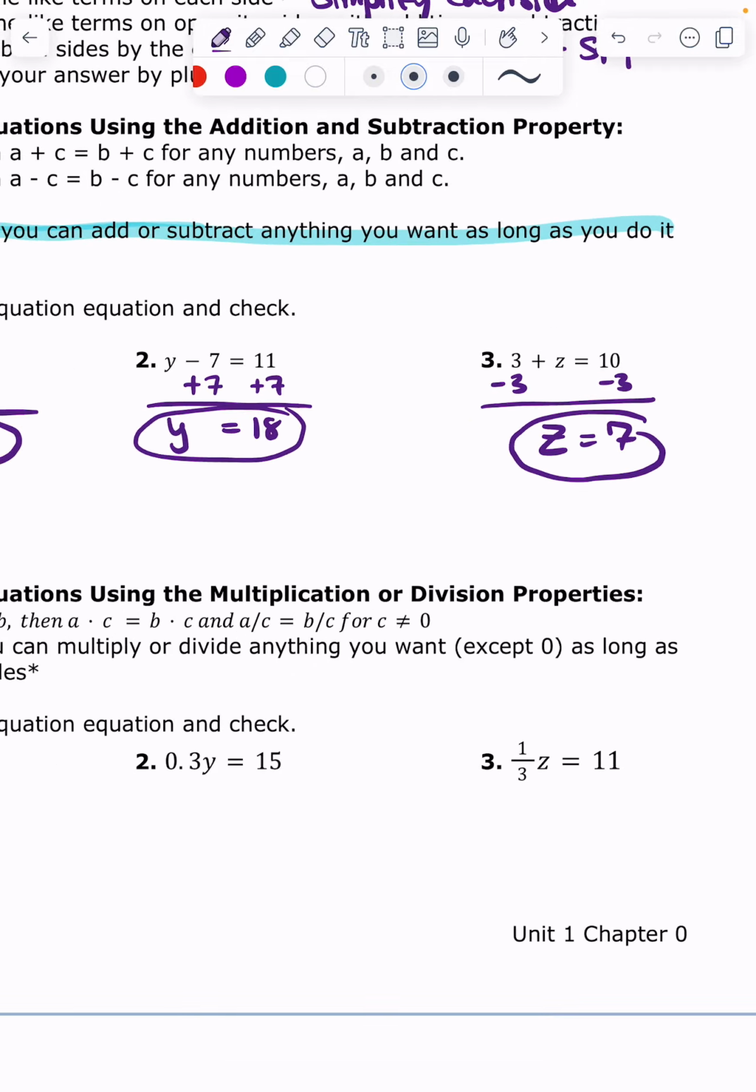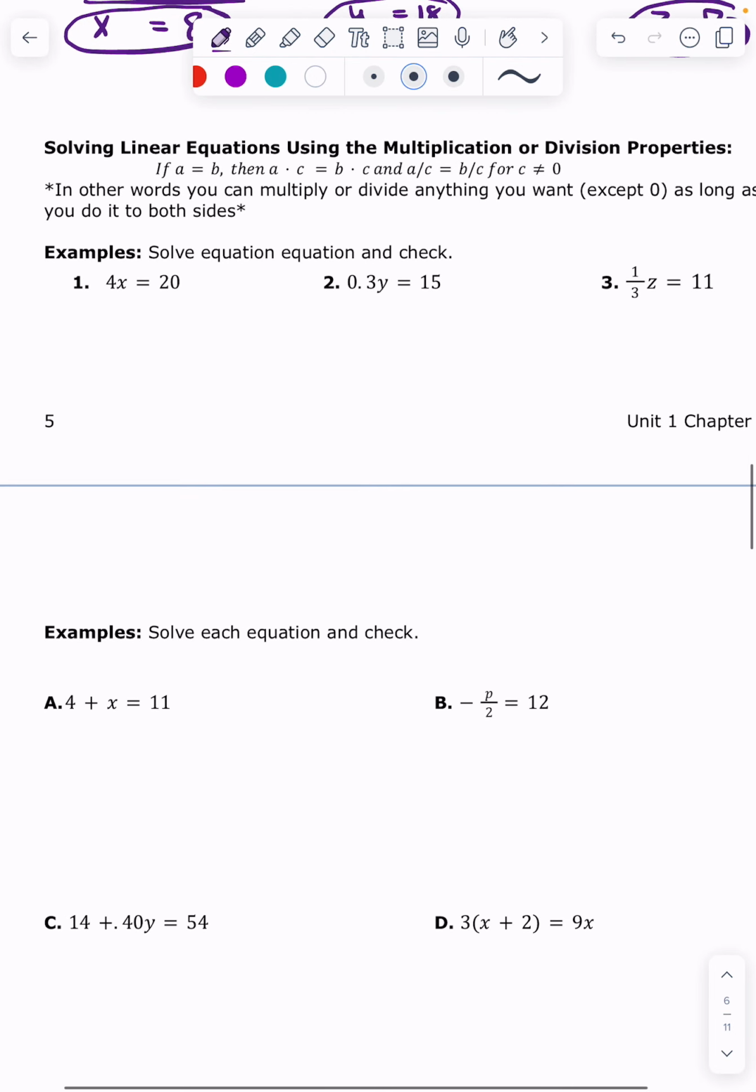The other rule we have is the multiplication division rule. It's kind of like the addition one, but in this case, if you want to undo multiplication, you'll use division on both sides. And if you want to undo division, you use multiplication on both sides. So this is, examples 1 and 2 are usually when you're towards the end of solving an equation. And your last step is division.